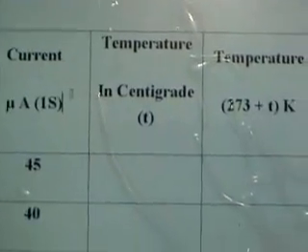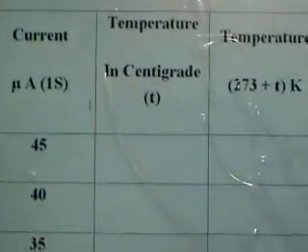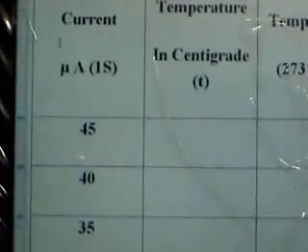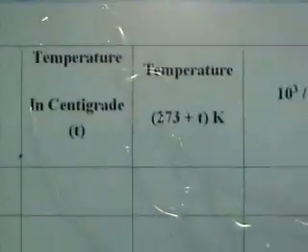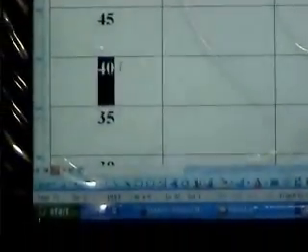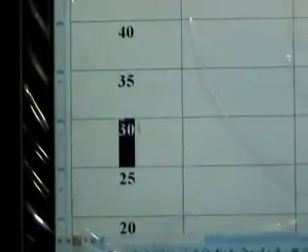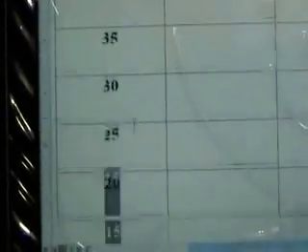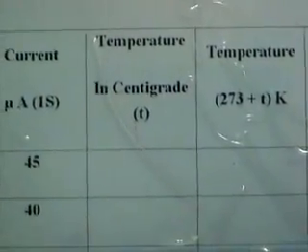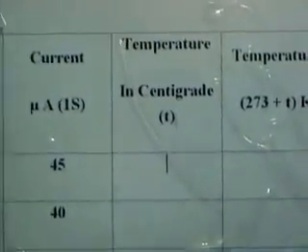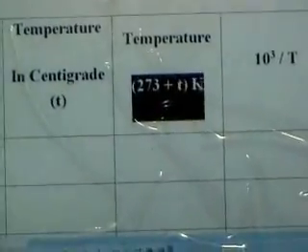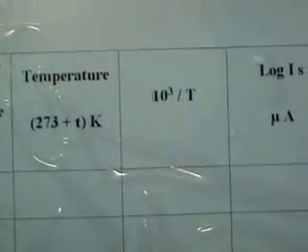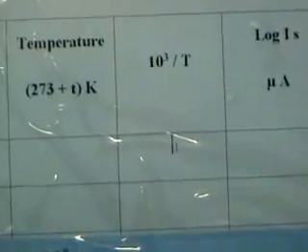The readings can be recorded as shown in the tabulation. So we have the first one as current in microamps, the saturation current. We fix the current values as 45 microamps, 40 microamps, 35, 30, 25, 20 and 15 microamps. Accordingly, at a current of 45 microamps, we can record what is the temperature and then convert the temperature into Kelvin. And as we have seen already, 10 cubed by T is what we have to take in the x-axis.